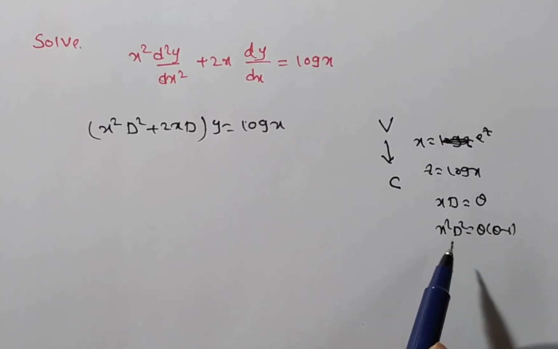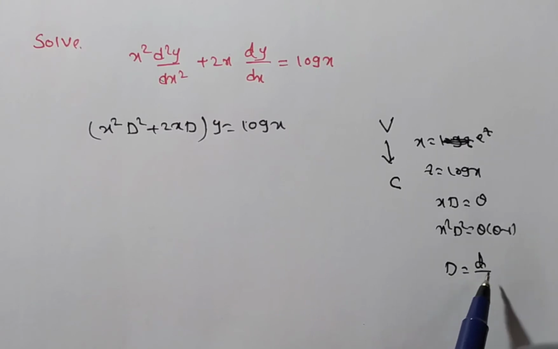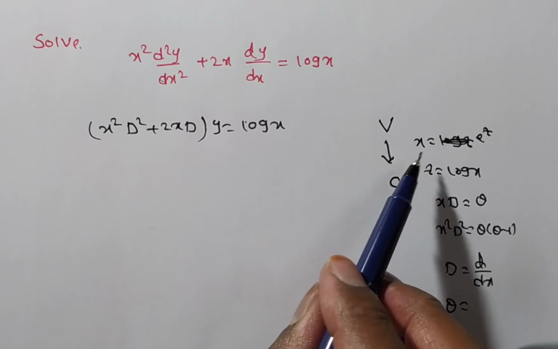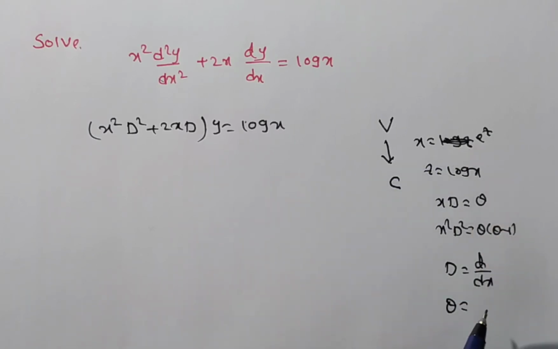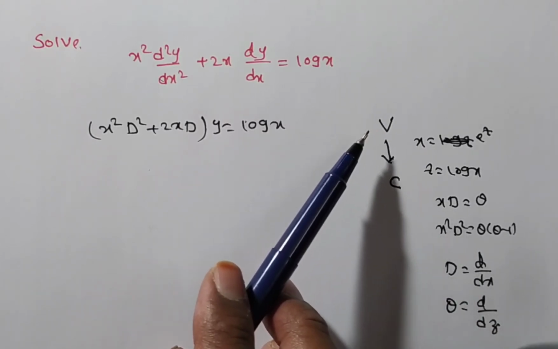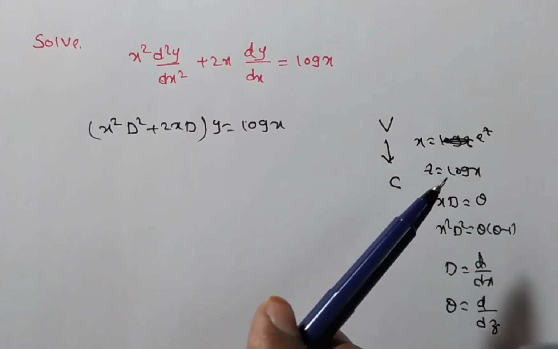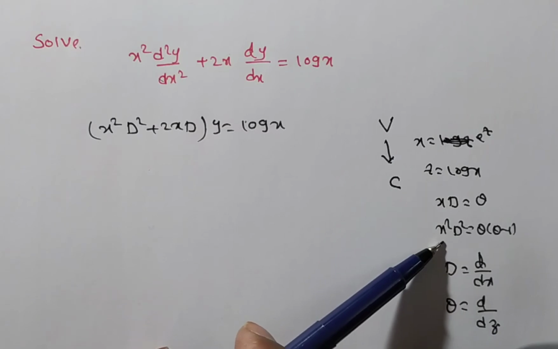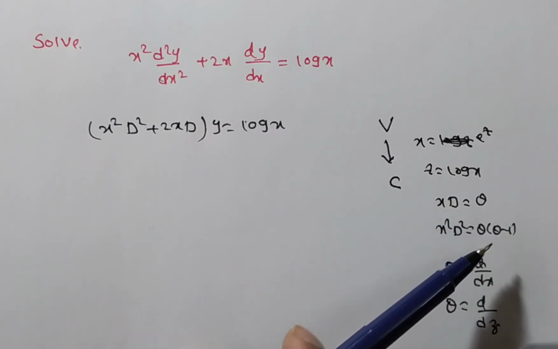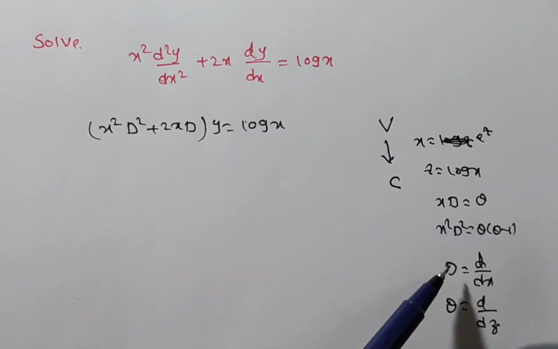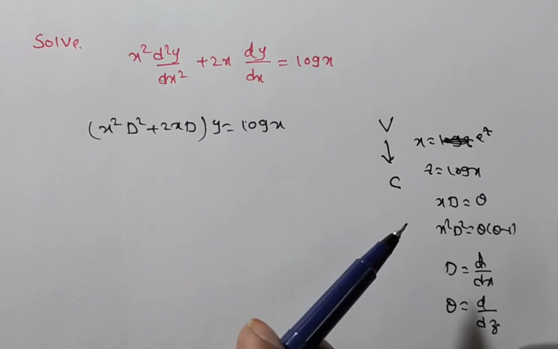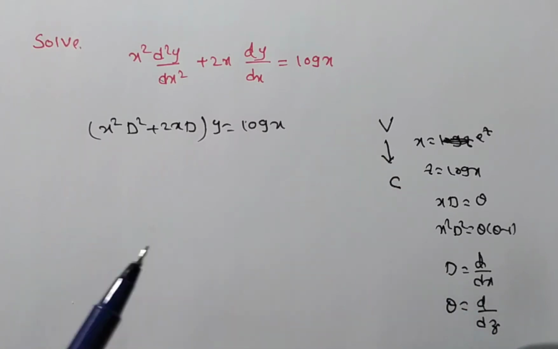We have to substitute. What is D here? D is nothing but the differential operator with respect to x. And what is θ? Theta is nothing but, since we are changing x in terms of e^z, differentiation with respect to z. So what we have done now, to convert the variable quotients into constant quotients: first we substitute x = e^z, and moreover we convert the xD and x²D² values into derivatives with respect to z. That's it.